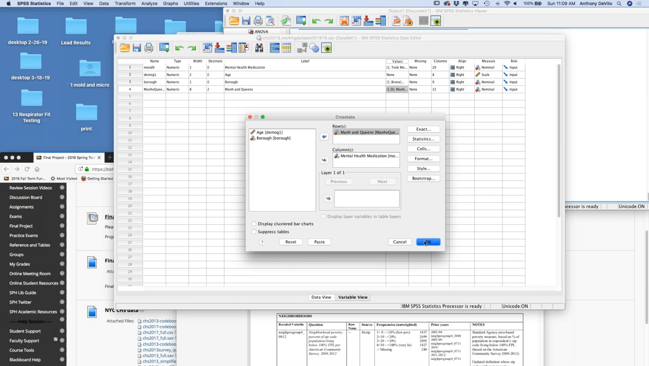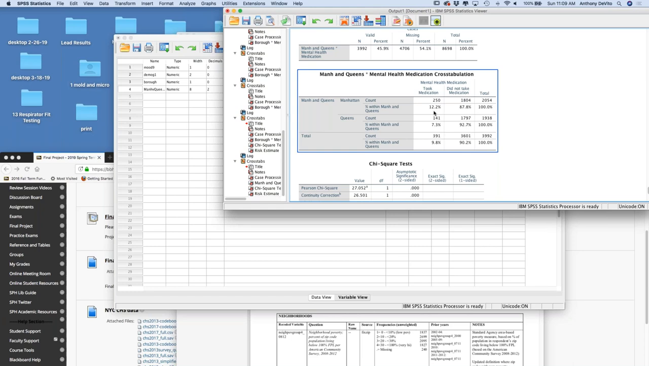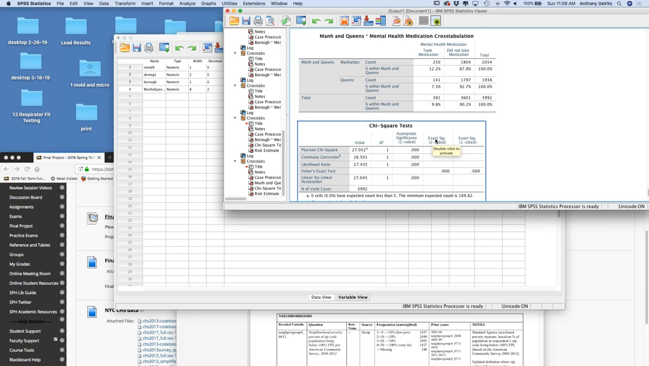Our new table says, again, we already knew this, right? 12.2% of people in Manhattan are taking medication, only 7.3% of the people in Queens are taking medication. And notice now it's a 2x2 table at this point. What about our chi-square? Well, the chi-square number comes out very high. So our null hypothesis is that there's no association between living in Manhattan or Queens and whether or not you take medication. Well, the alternative hypothesis is that there is an association. Well, let's see, can I reject the null hypothesis that there's no association? Well, yes, the significance is less than 0.05, so I can reject my null hypothesis.